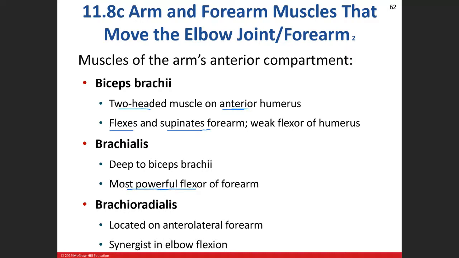And then here's the beer drinking muscle, brachioradialis. This is the one that's actually located on the forearm. I told you we use the brachioradialis to divide the extensor and flexor compartment on the forearm. And so it also helps with elbow flexion.